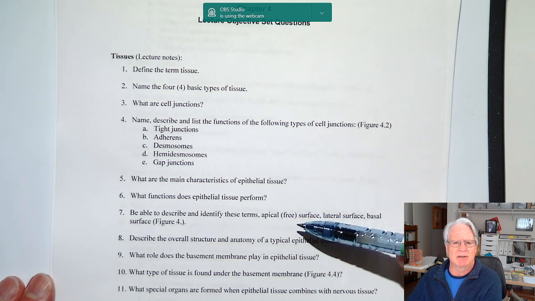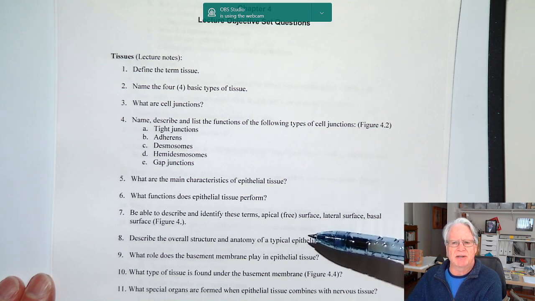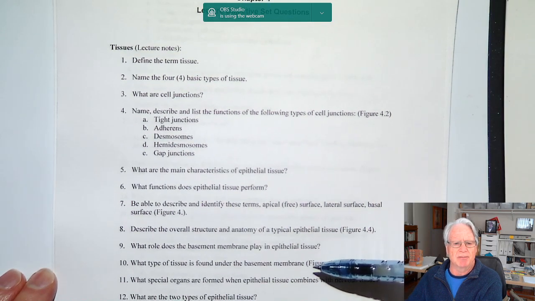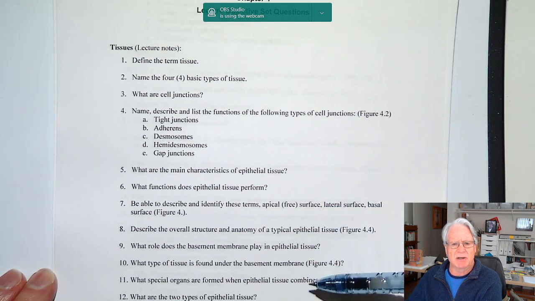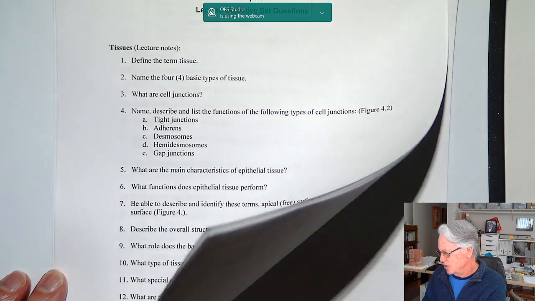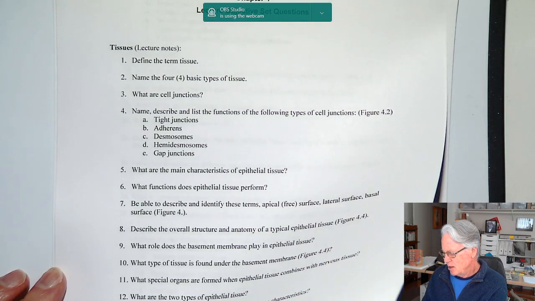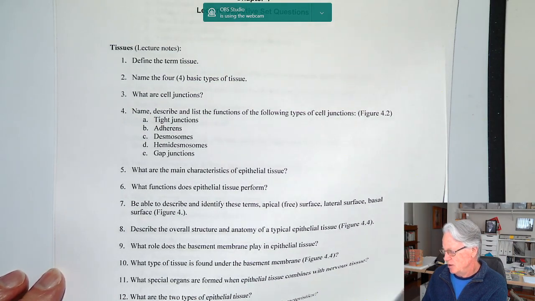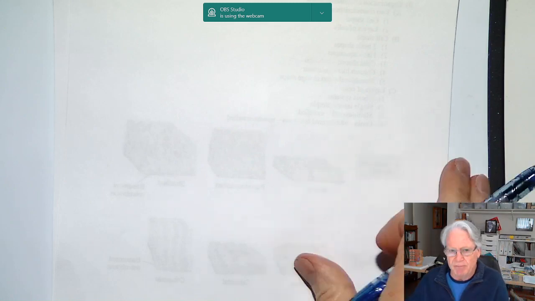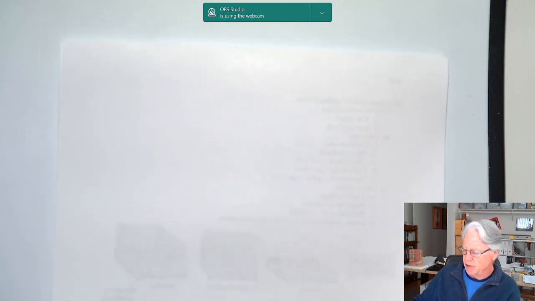And we'll talk about the apical surface, lateral surface, basal surface, and we'll talk about the basement membrane. We'll just be covering these questions one at a time. So why don't we just go ahead and start that process. Okay. Let's begin. And we will title this section of our notes Tissues. So we'll begin with that.